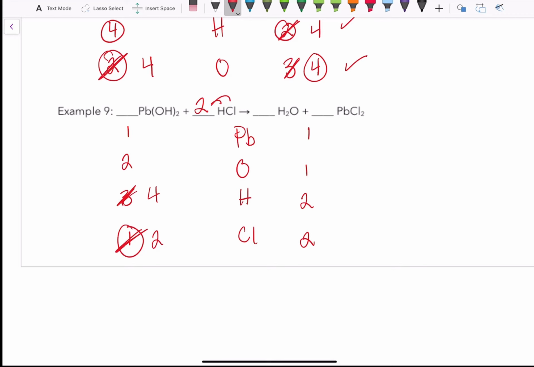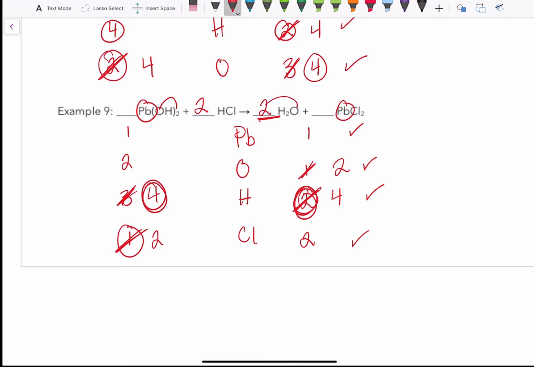Next, we want to balance hydrogen because it goes metal, non-metal, hydrogen, oxygen. So our hydrogen is 2 here and 4 here. We can take this 2 and turn it into a 4 by multiplying it by 2. We change this now as 4. That also changes, though, our oxygen, and our oxygen's now 2. But that works out perfectly because now 1 lead, 2 oxygens, 4 hydrogen, 2 chlorine. And let's just double check on our reaction as well. 1 lead, 1 lead. 2 oxygen, 2 oxygen. 2 and 4 hydrogen, 2 and 4 hydrogen, 2 chlorine, 2 chlorine.